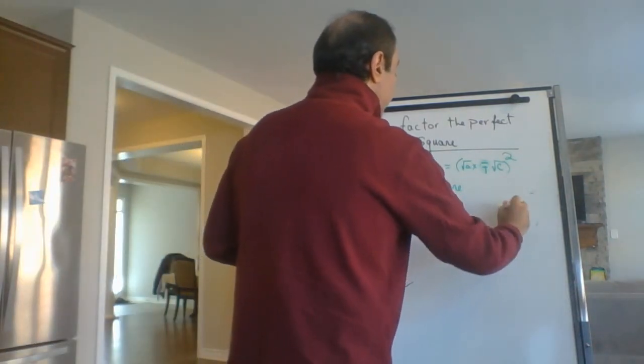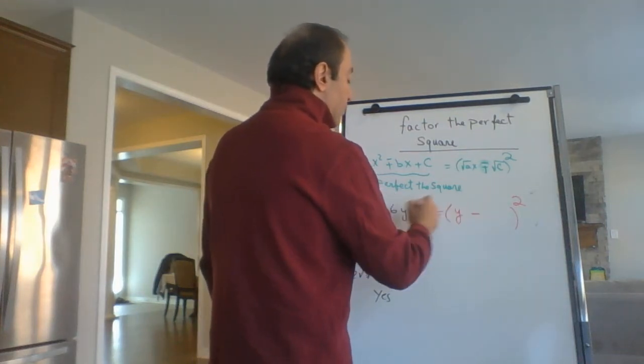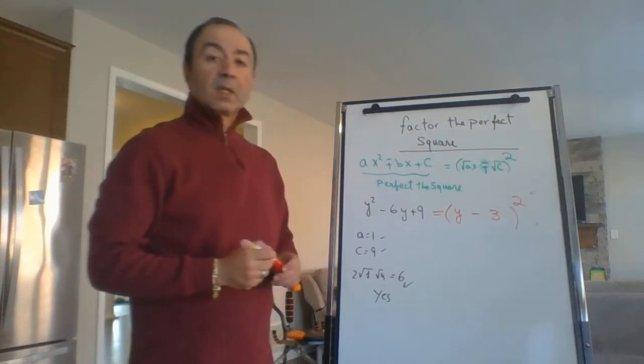So we open one bracket and we put a square here. Square root of the first, sign of the middle, square root of the third. Okay.